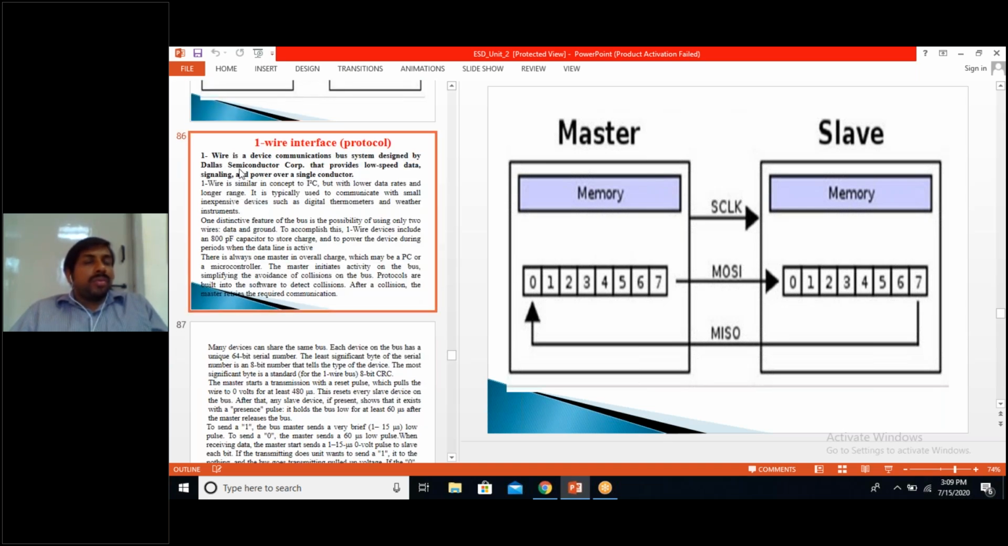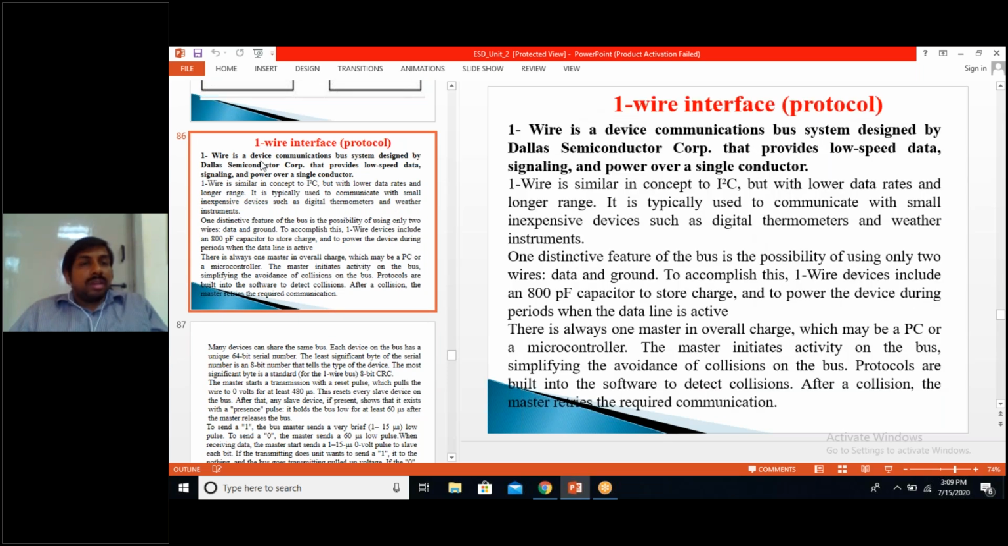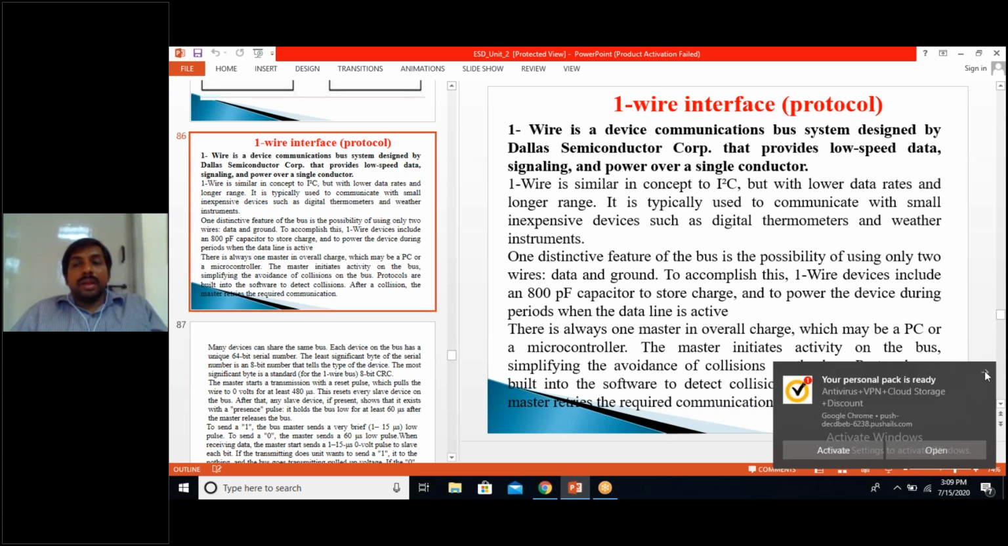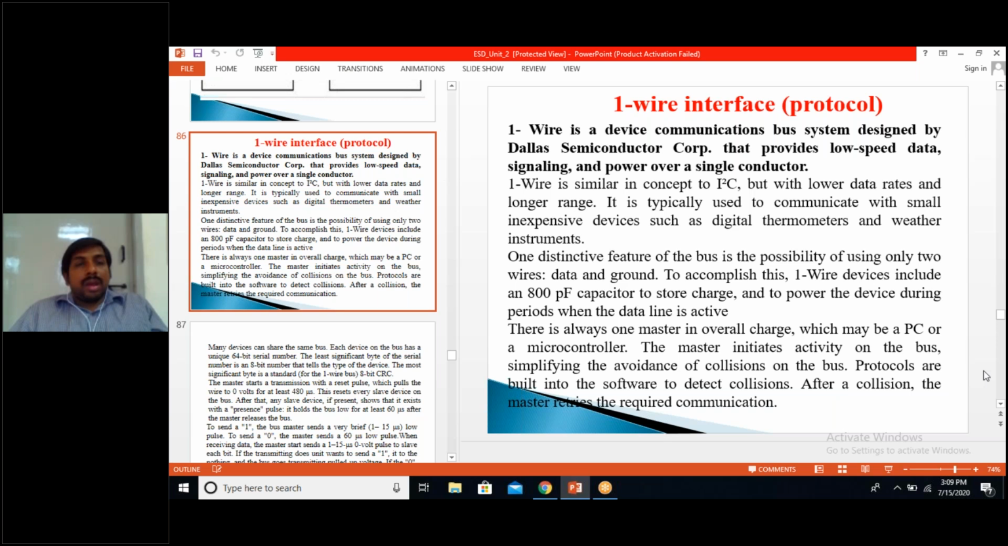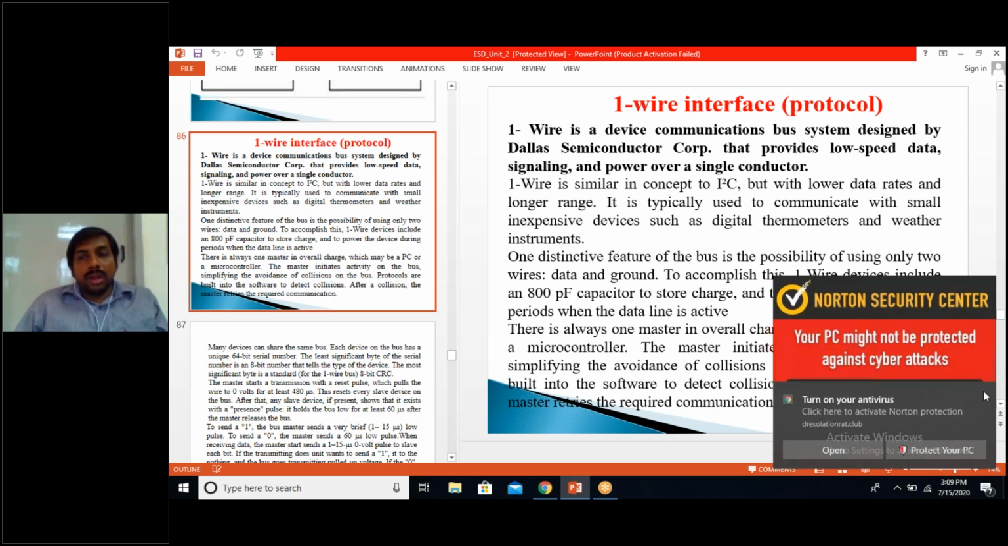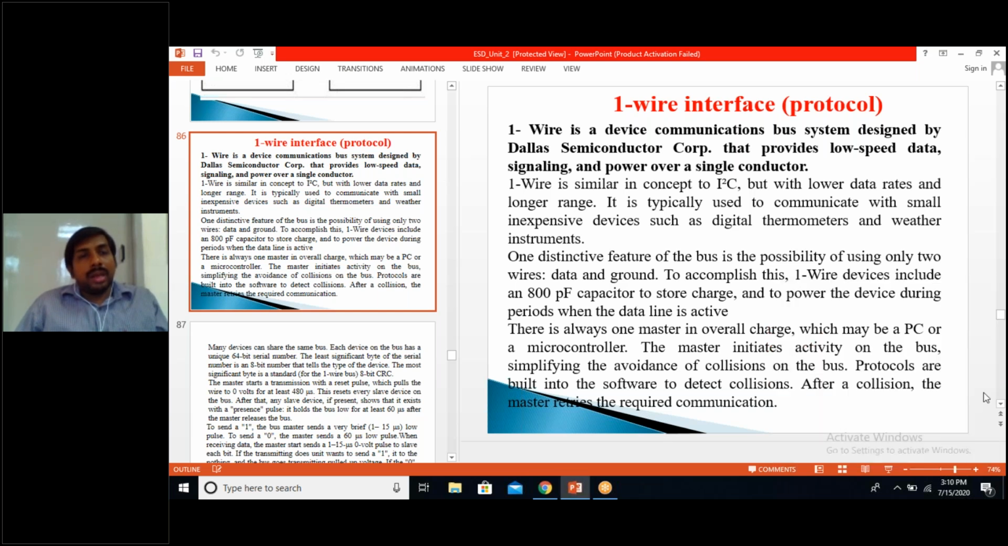So the next type of interface on the board is the one wire interface. It is a device communication system designed by Dallas Semiconductor. It is a low speed data signaling method and provides power over a single conductor.